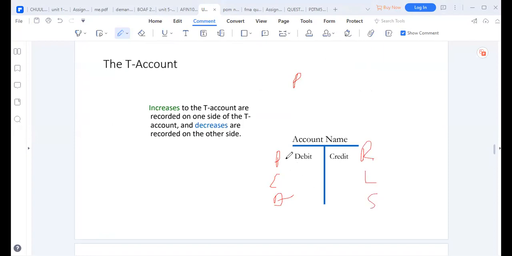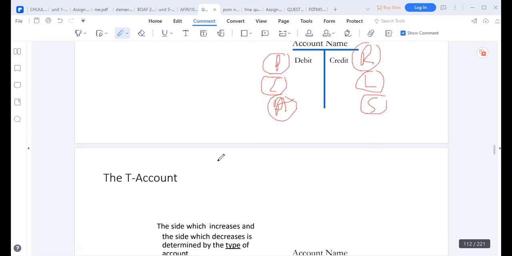Purchases, expenses. So to increase assets, we debit them. To increase expenses, we debit them. To increase our revenues, we credit. To increase the liabilities, we credit. And to increase sales, we credit.